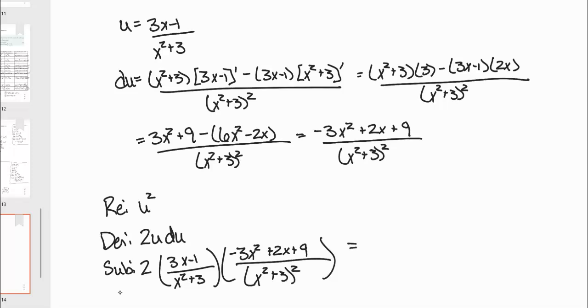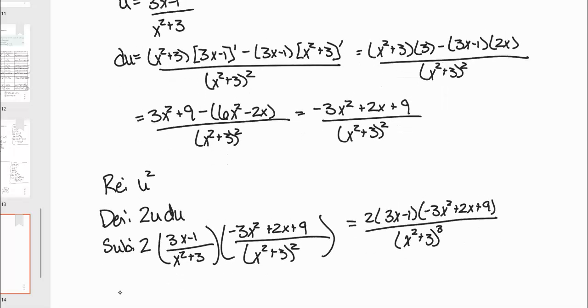And then we're just going to clean this up. I am not going to multiply everything out. Most of the time you want this in factored form. That denominator we can combine. We're going to have x squared plus 3 to the third. So there's my derivative.